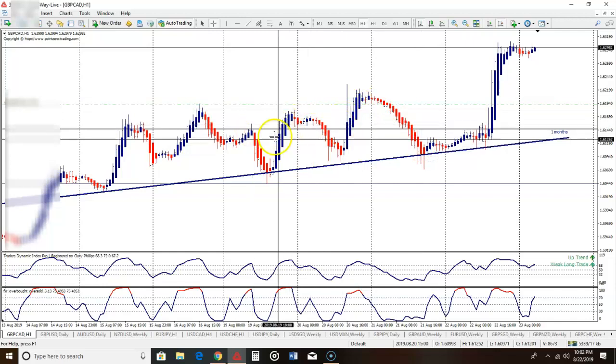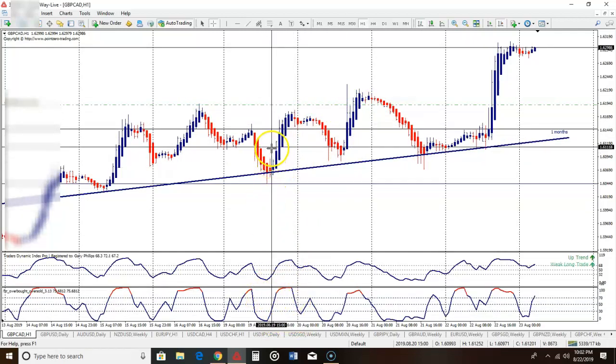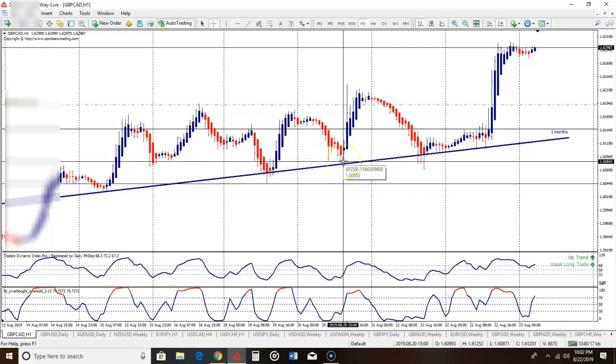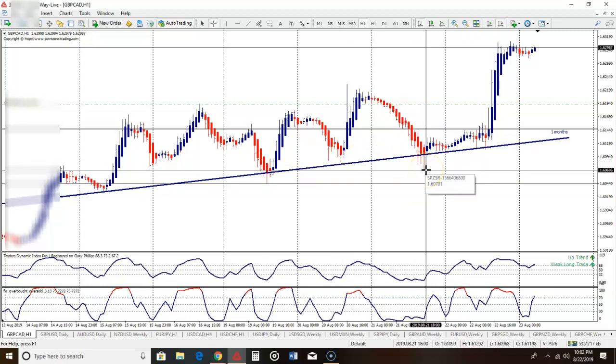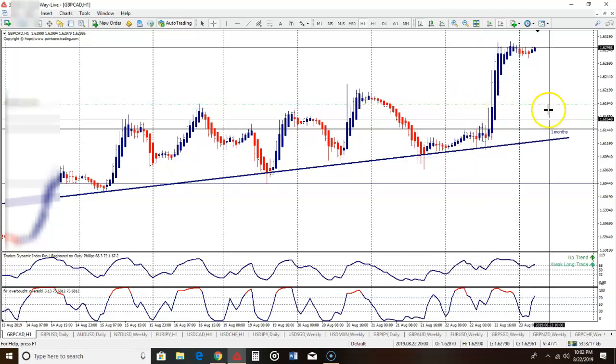This time, don't look at price. Look at your oscillators down here. Boom. Now look at price. I'm giving you momentum up. Again, look at your oscillator. Now look at the price. Giving you momentum up. Again, look at your oscillator. Now look at the price. Giving you momentum up. Guys, it's telling you the story.